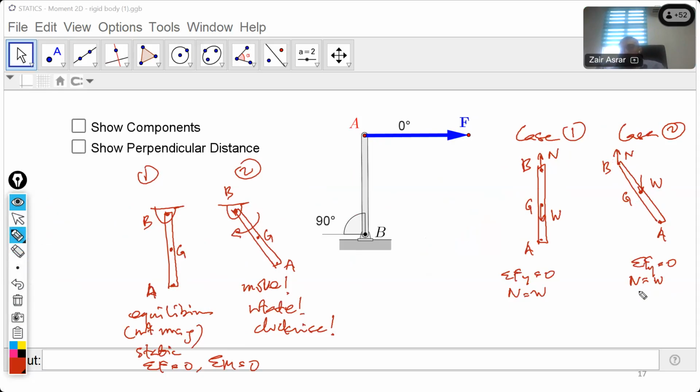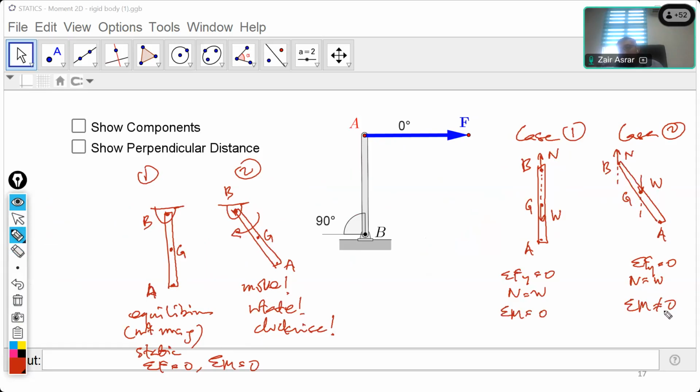Now what's changing here? Previously, the lines of force for N and W are along the same line. In this case, the lines of force for N and W are not coinciding with each other. They are not along the same line. So in this case, we will have rotation. Why? Because summation of moment is not equal to 0. Here, summation of moment is equal to 0. In this case, summation of moment is not equal to 0.